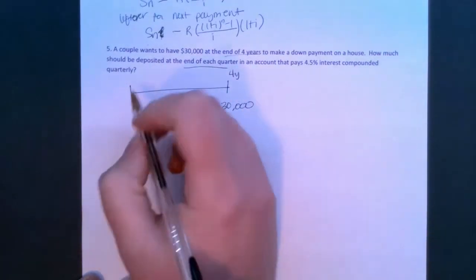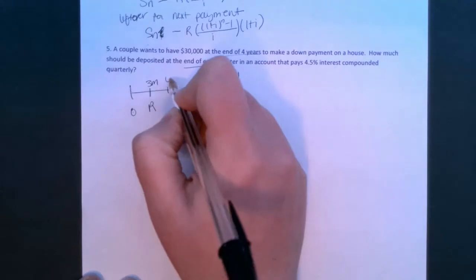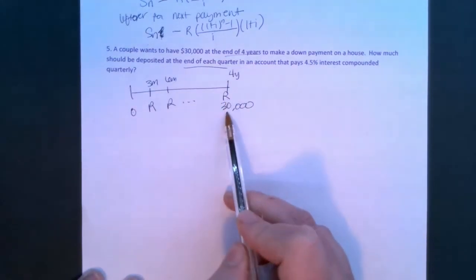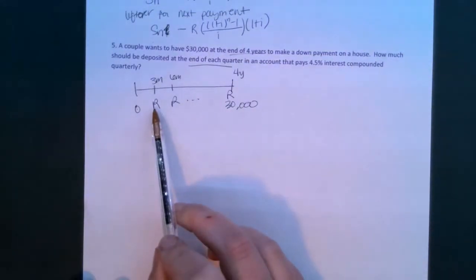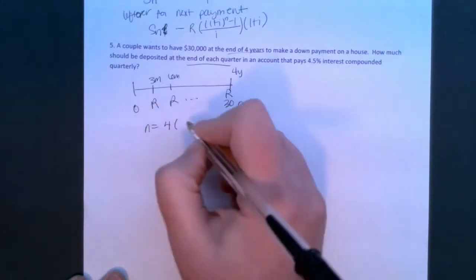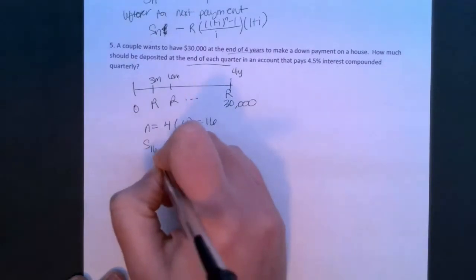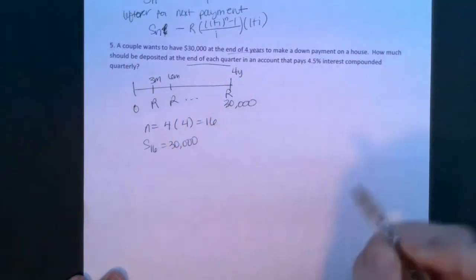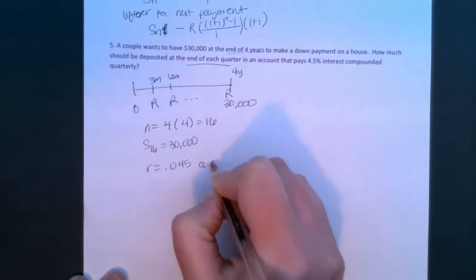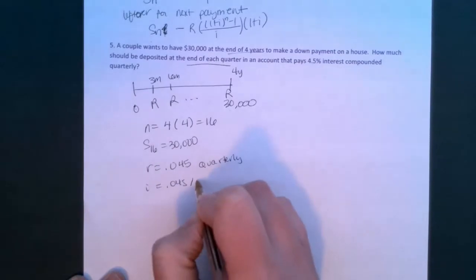And then we make a down payment at the end of each quarter, so that means we're not going to make a payment now. 0 now. First payment's in 3 months. So we're going to make this many payments to get that $30,000. We're going to have 4 payments a year because we're quarterly times 4 years, so 16 payments. So that means that S16 is that 30,000. And then our rate here is 0.045, and that's quarterly, so that i is going to be 0.045 over 4.